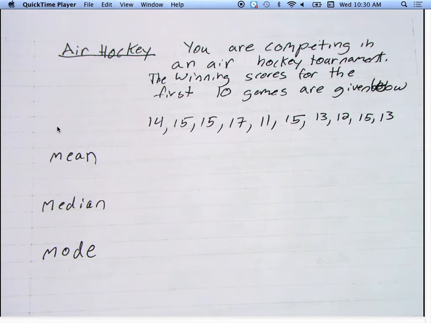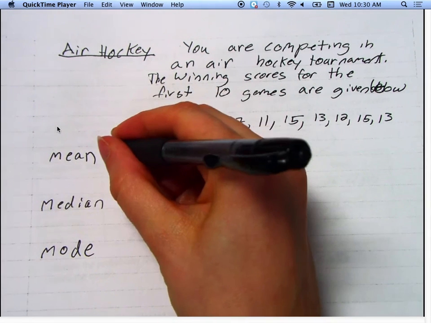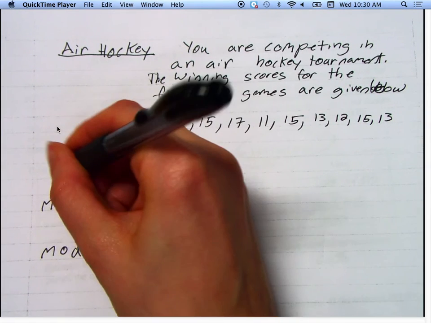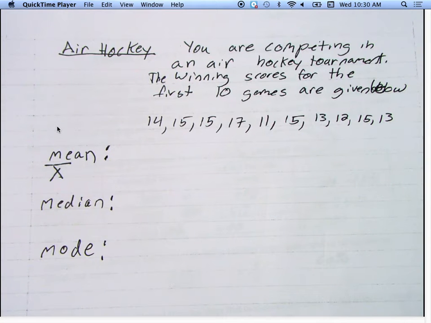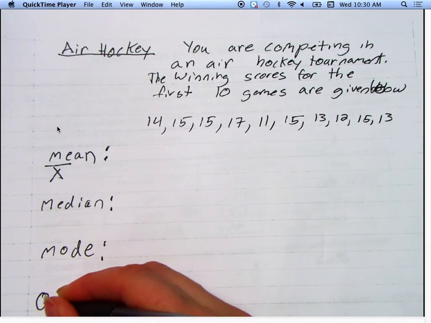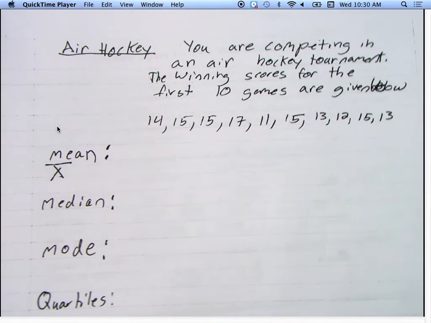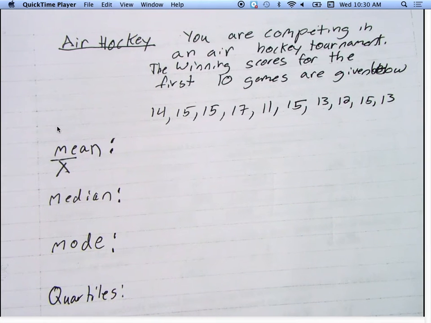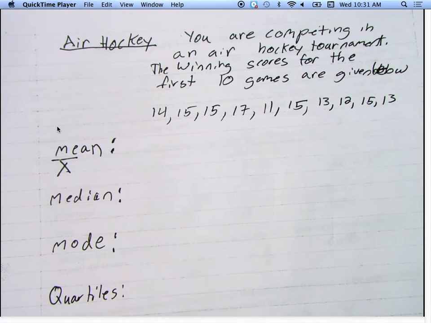Three more minutes, guys. Try to find the mean, median, and mode. Nope, we'll do that together.